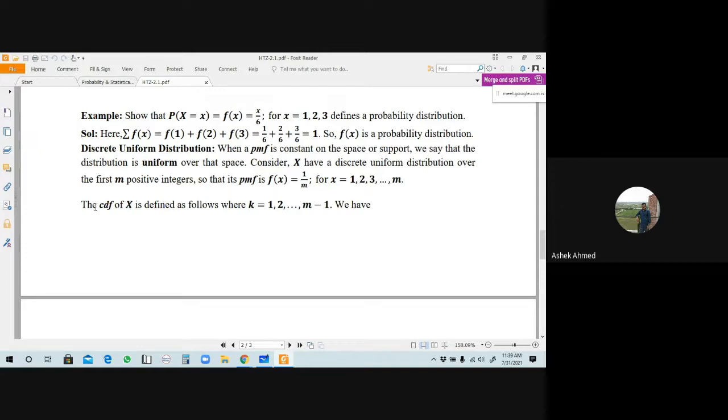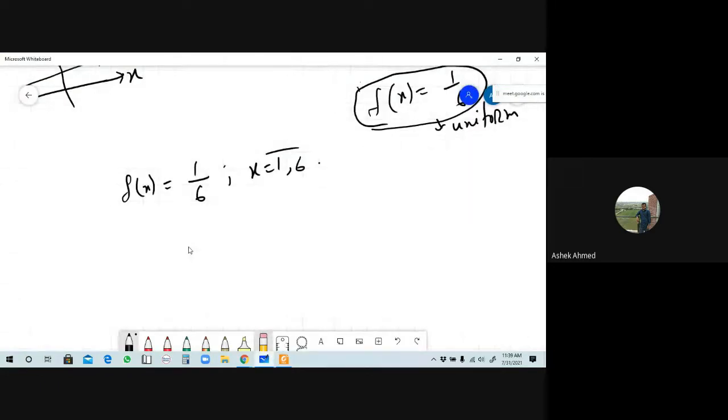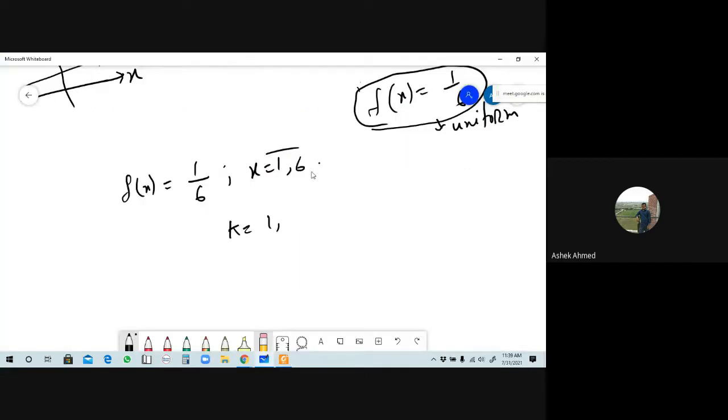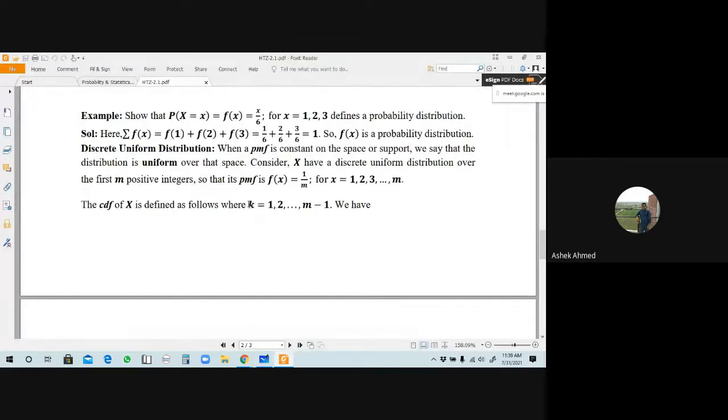We will define a CDF of x here, for which we have to let k equal 1 up to n minus 1. Since this is a discrete random variable and the value of x is 1 to 6, if I take k, the values of k will be 1 up to what? Respond according to this concept. The last term is n minus 1. Here the last value is 6, so 6 minus 1 means 5, is it right? According to this concept, respond to me. Yes sir. Okay.